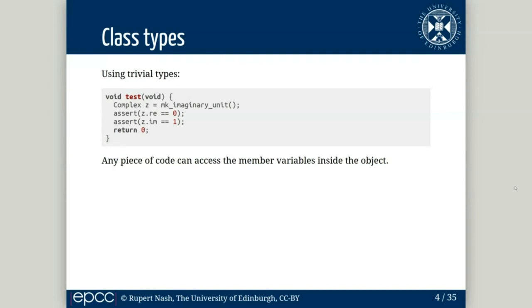So it's a useful way of testing certain critical pieces of our code. So here we want to assert that the real value is equal to zero, and also assert that the imaginary value is equal to one. And as I said, the assert function is very useful. And a key point here is that any piece of code, as shown here, can access the member variables inside the object, inside what was declared with a struct. And as we'll see, we might want to control that.